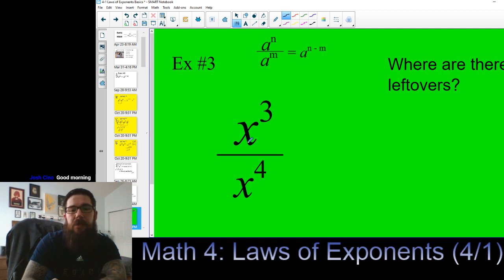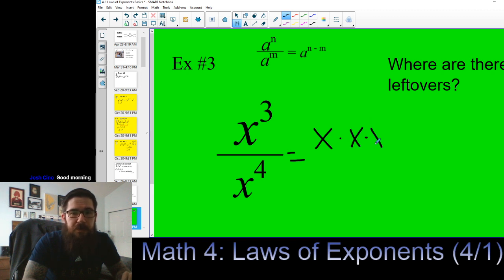If I have x cubed over x to the 4th, what I mean by where are the leftovers, I'm going to actually literally expand these. So I'm going to write x times x times x all over. Now I've got to do 4 of them. That's more of a y. Okay.